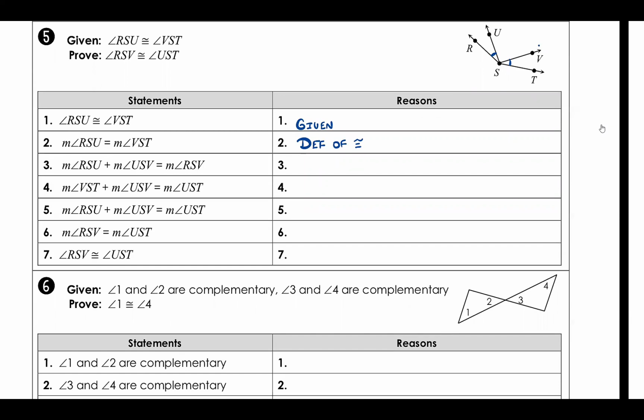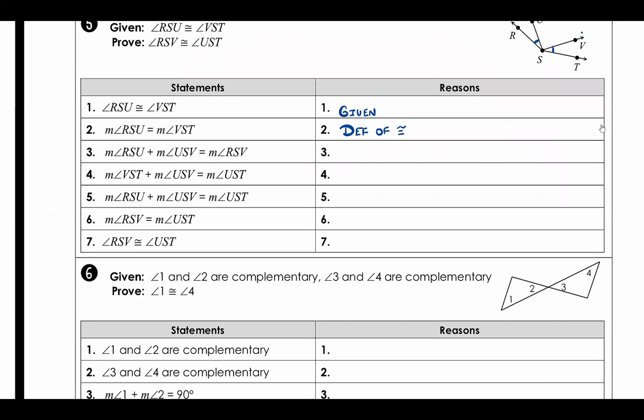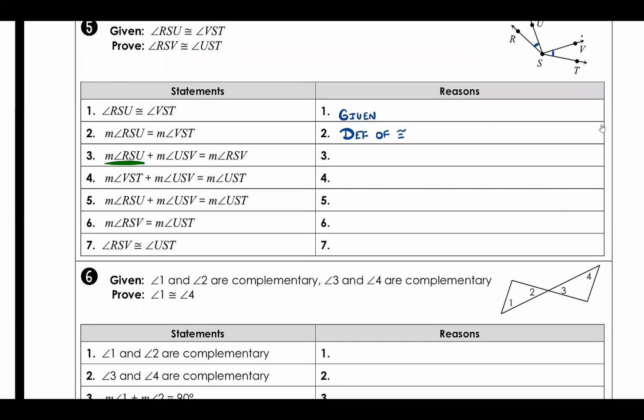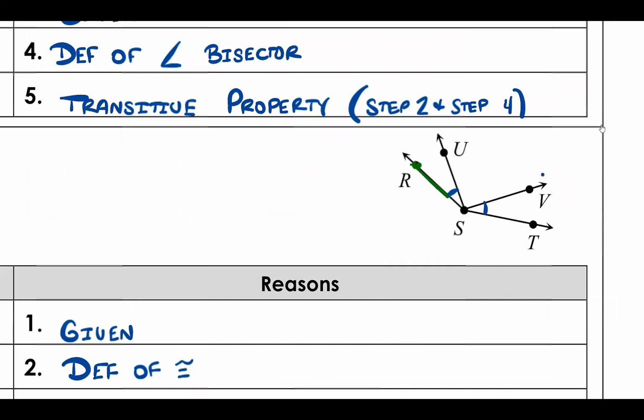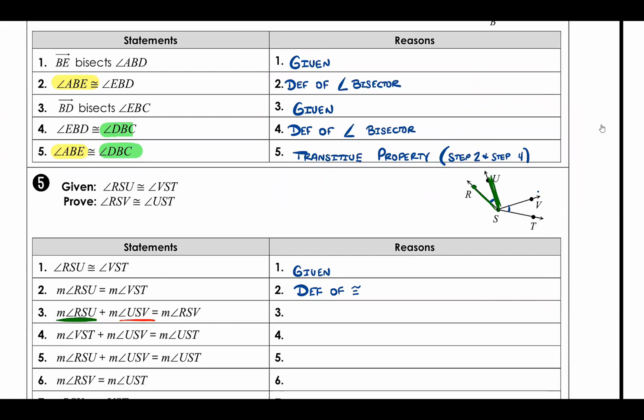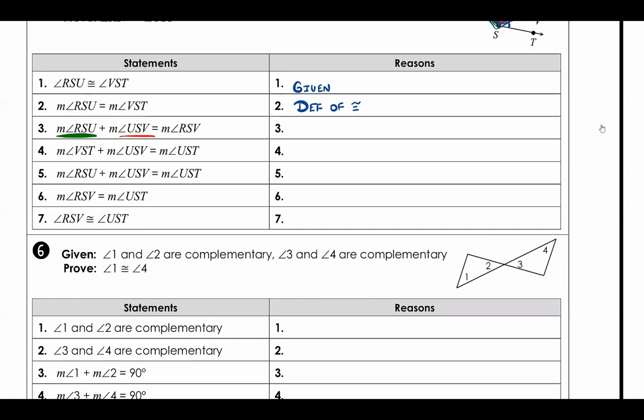RSU, oh, Peter, come on now. RSU, so we start at R, go to S, go to U, RSU plus USV makes angle RSV. What do we call it when two smaller angles come together to form a larger angle? Angle addition? Anytime two smaller things come together, you're going to have some kind of addition postulate.